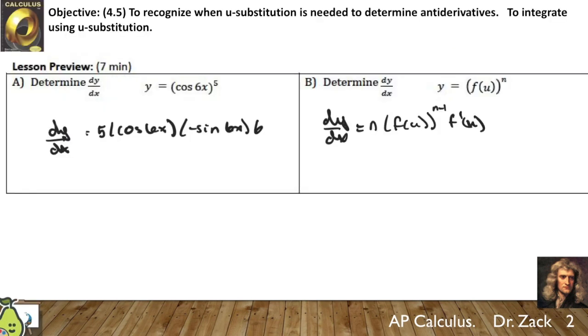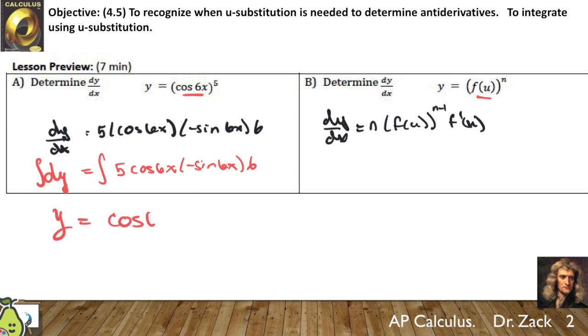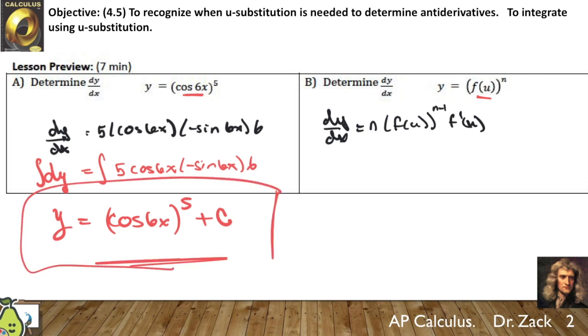So your lesson preview was a reminder that you had to use the chain rule in order to find the derivatives of these two functions. Now I'd like you to imagine if we are going to go backwards and find the antiderivative of our functions. We already know that the answer is going to be y equals the cosine of 6x to the fifth power plus c. However, we need to be able to figure out how to get back to these original functions.